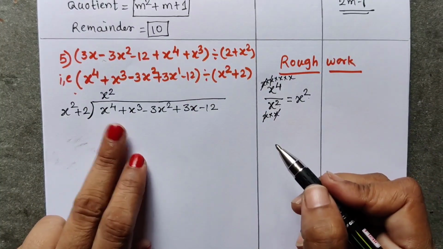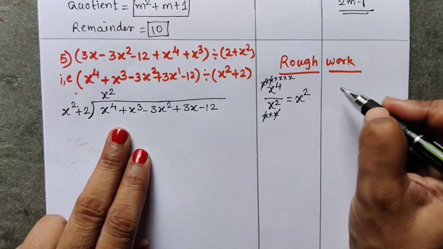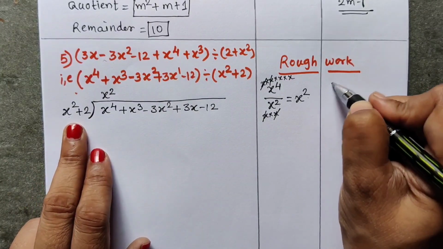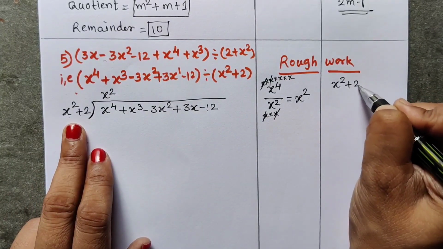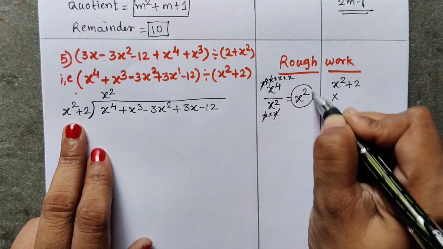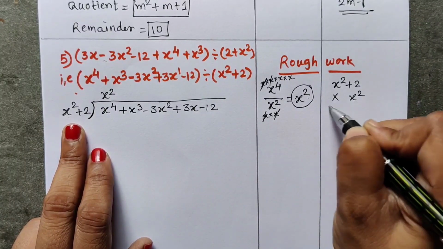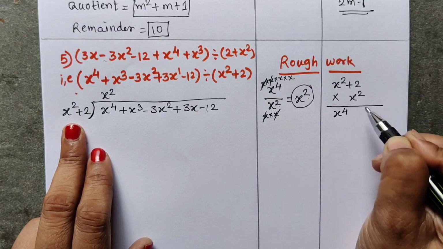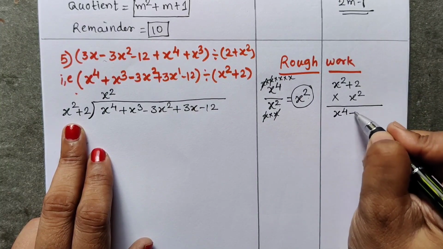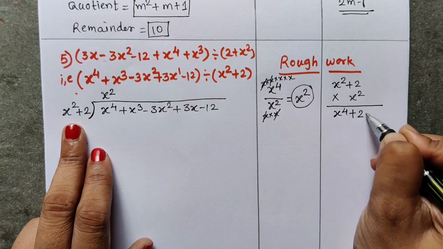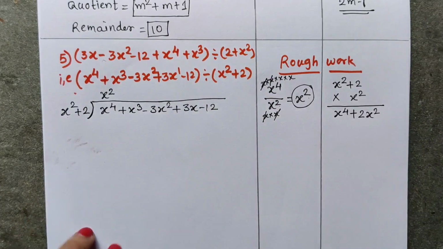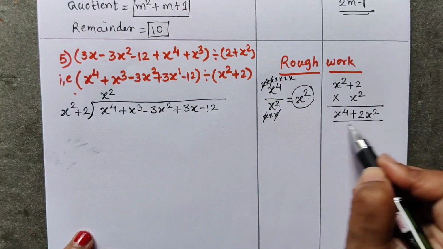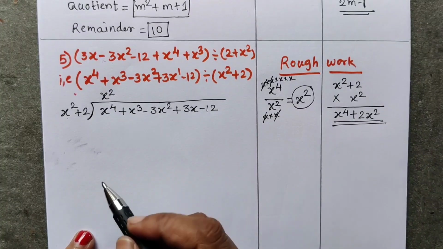Now what we have to write in the dividend, that we have to find out. So we write the divisor x square plus 2 multiplied by this x square. x square into x square is x raised to 4, 2 plus 2 is 4, plus 2 into x square is 2x square. Now this x raised to 4 plus 2x square we write in the dividend.